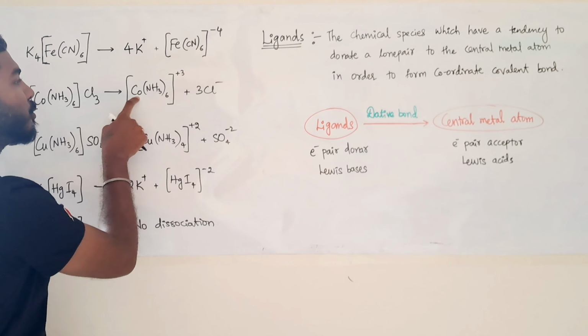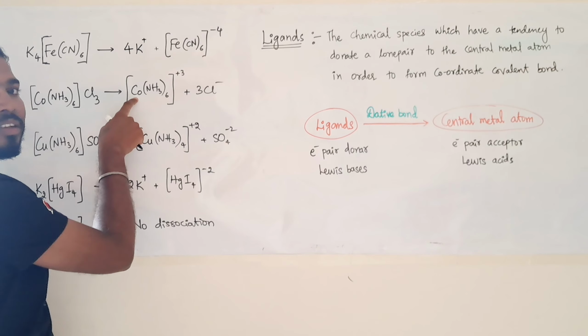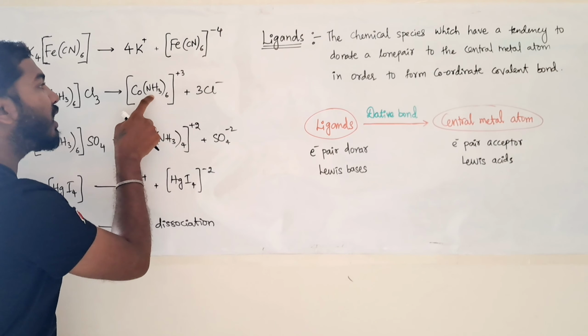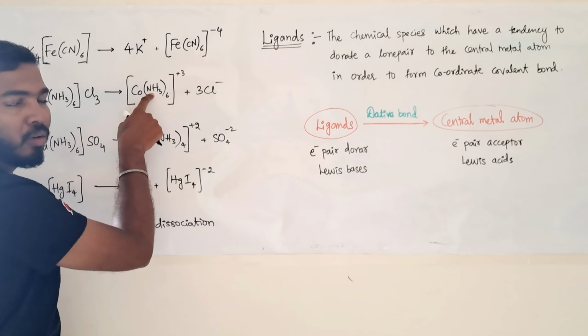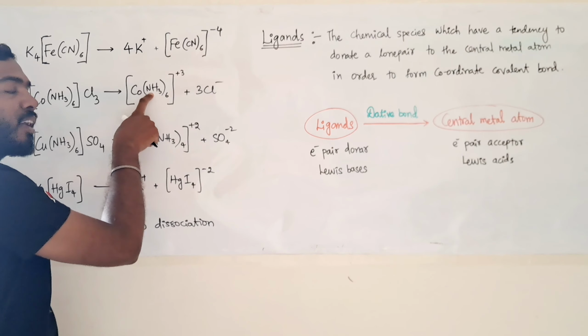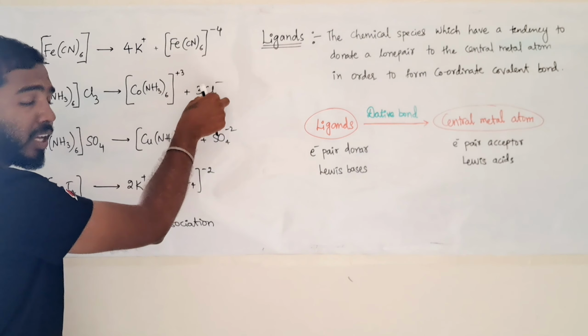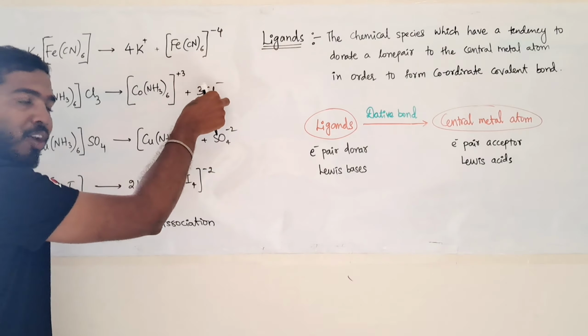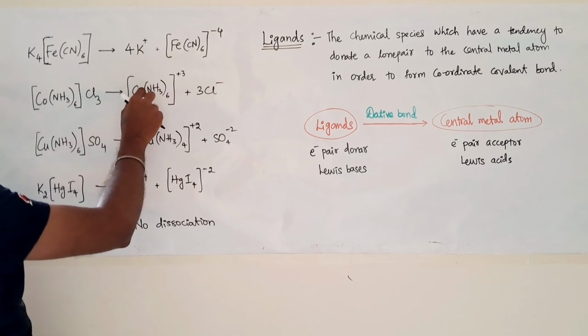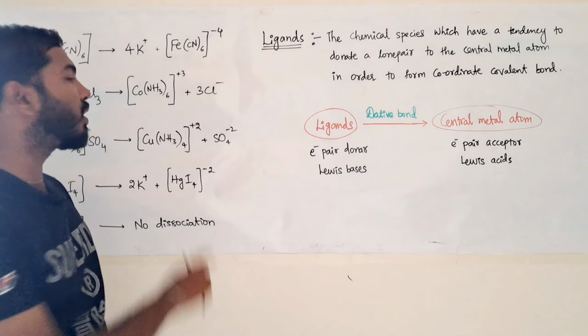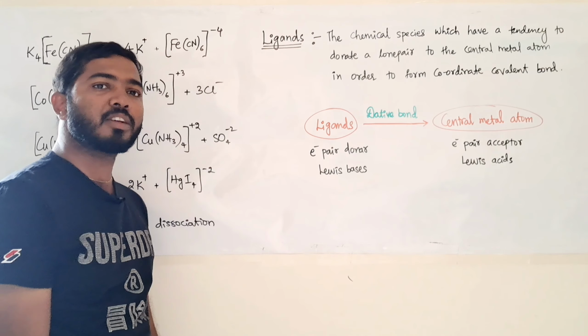Now if you look at this, this is the entire complex, where this is the coordination sphere. Inside the coordination sphere, we can see cobalt is the central metal atom. We can see 6 ammonia molecules acting as ligands, and these 3 Cl- are the counter ions, and 6 is the coordination number for cobalt in this particular complex compound.